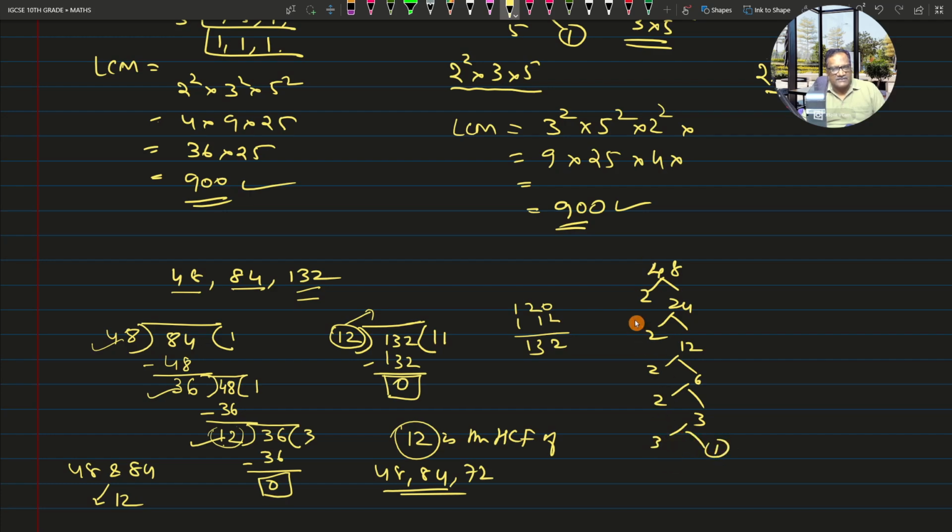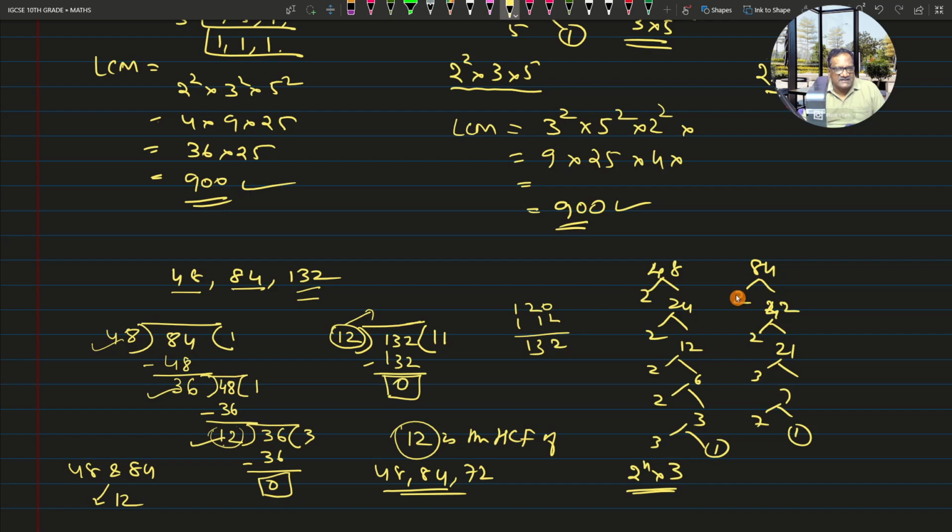So the prime factors will be 2 raised to 4 times 3. Now let us go for 84. 84 will be 2, 42, 2, 21, 3, 7, 7 and then 1.